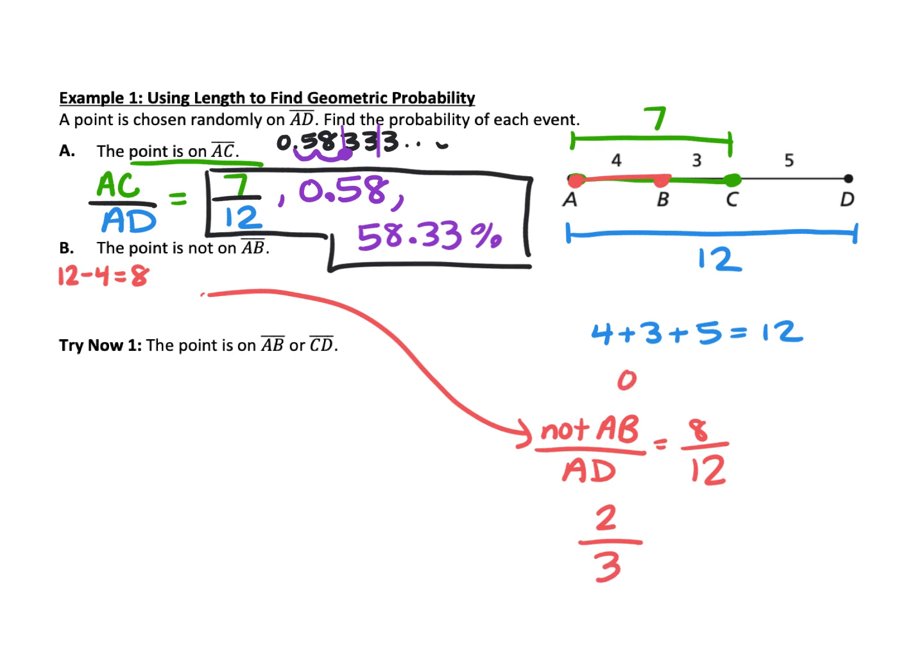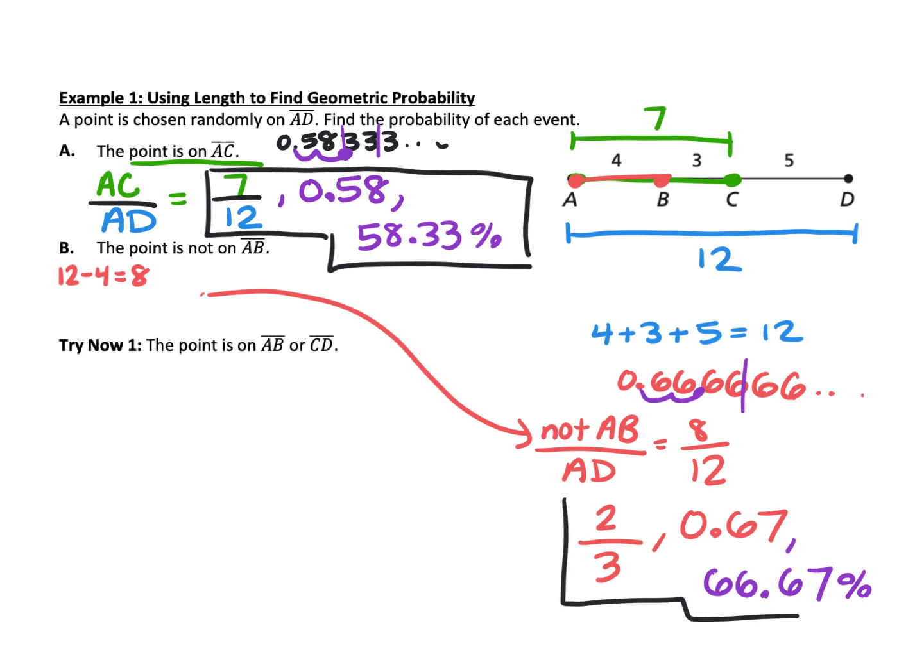As a decimal, you're going to see 0.66666, etc. So we'll go 0.67. And then as a percentage, we can multiply that by 100 or just move the decimal 2 positions that way. And that would be 66 point and then 67%. So that is your solution expressed 3 different ways: fractions, decimals, and percentages.